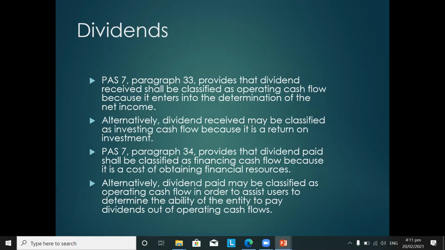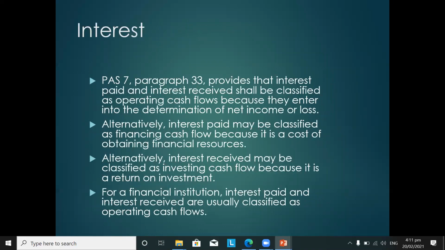The question is, how are we going to classify interest in the preparation of the statement of cash flows? Dalawang pinag-uusapan natin pagdating sa interest. It's either interest paid, nagbayad ka ng interest, or interest received, nakatanggap ka ng interest. According sa PAS 7, ang first presentation or classification ng interest ay operating cash flows. Also, kapag nasa financial institution ka, operating cash flows din ang classification ng interest payment and interest receipt.